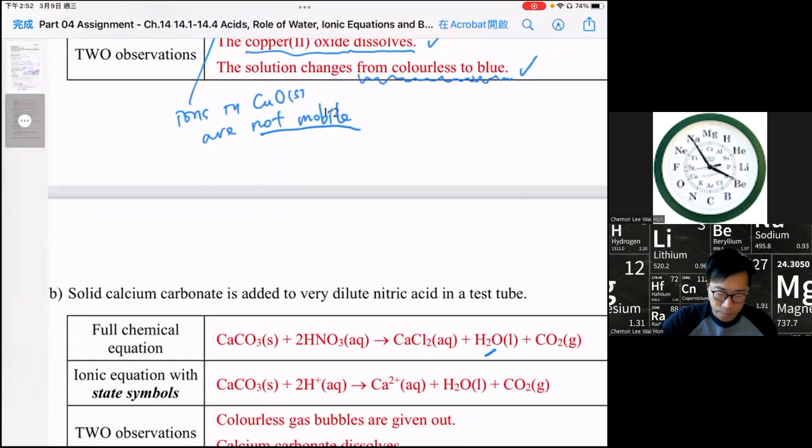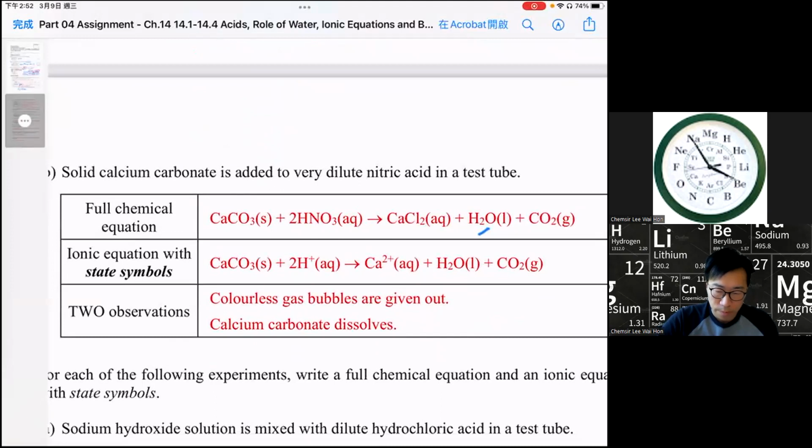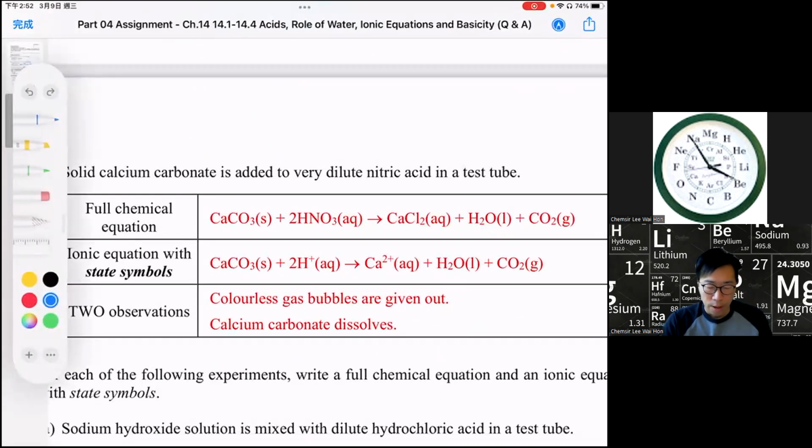Question number 2. It is a very similar question, just like question number 1. This time again, solid calcium carbonate is used to react with very dilute nitric acid, of course HNO3. The reaction proceeds like this, giving 3 products: salt, water, and carbon dioxide. As for the ionic equation, the idea, just like before, is to be applied again.